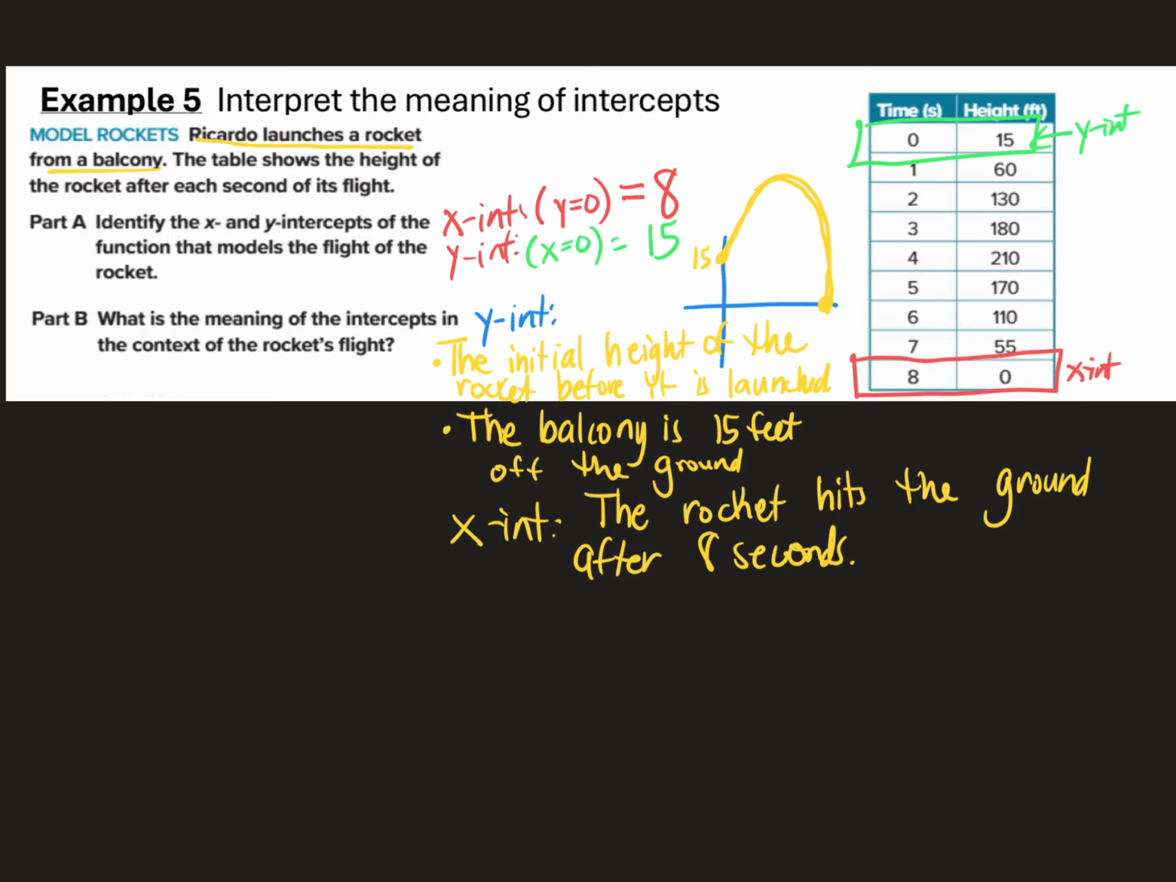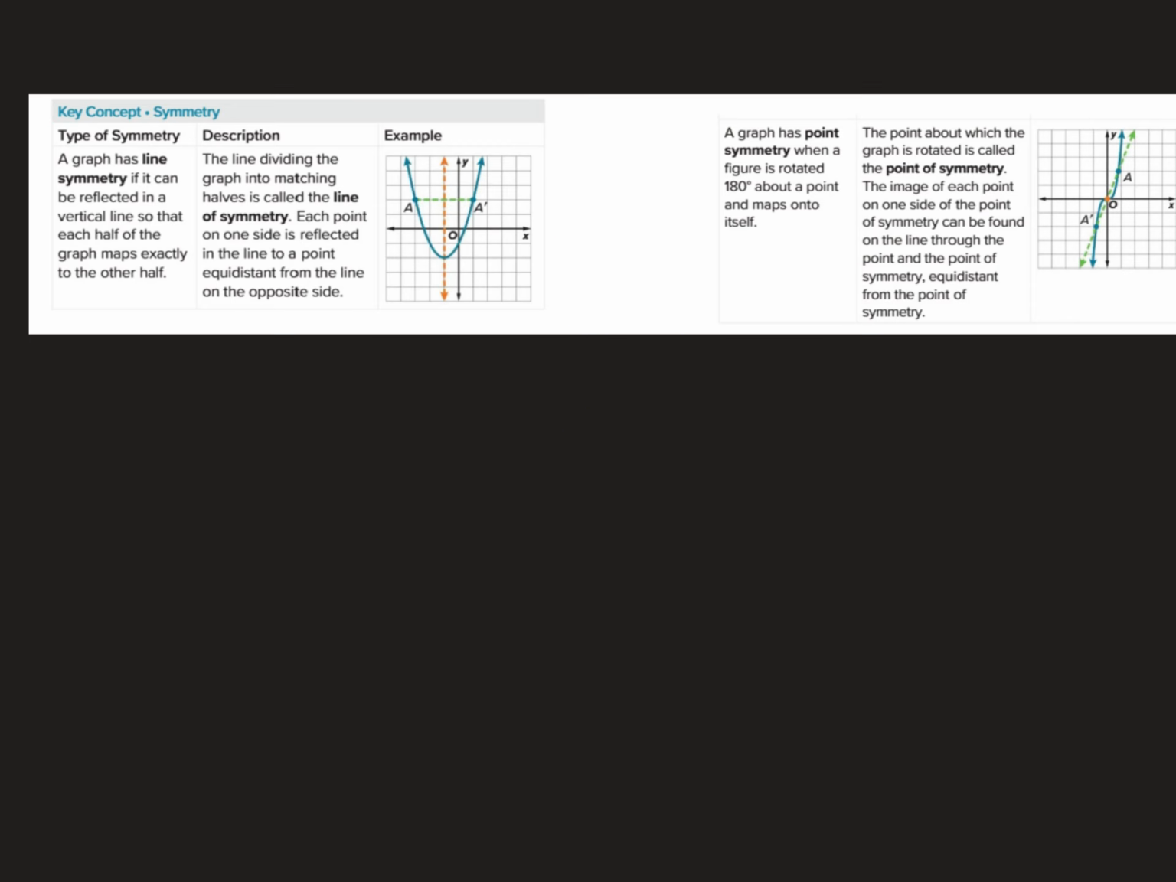That's the meaning of the x-intercept. The rocket hits the ground after 8 seconds. And moving on to example 6. Actually, no. Before we go to example 6, we're going to talk about line symmetry. Let me grab a highlighter. We're going to talk about line symmetry.